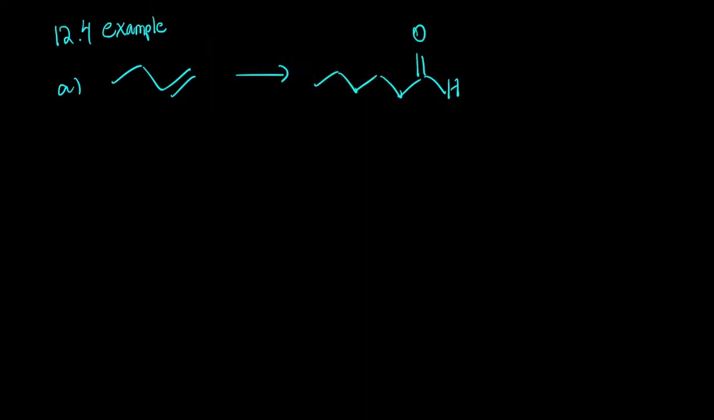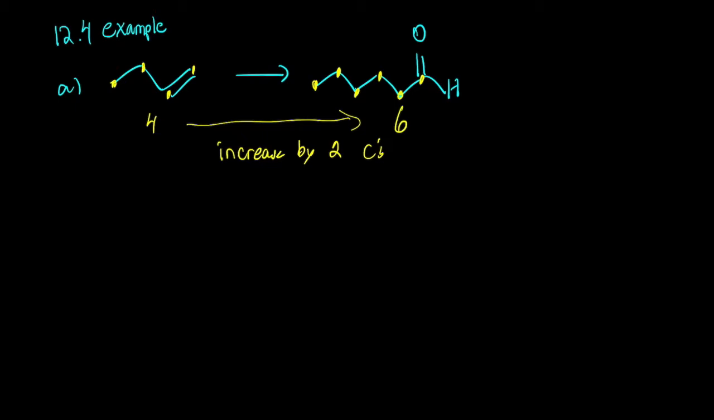First I'm going to count the carbons. 1, 2, 3, 4. There are 4 carbons here. 1, 2, 3, 4, 5, 6. 6 carbons here. Now we increase by 2. So I'm thinking, I bet we can add 2 carbons with acetylene. I'm going to tuck that back in my mind as an idea.